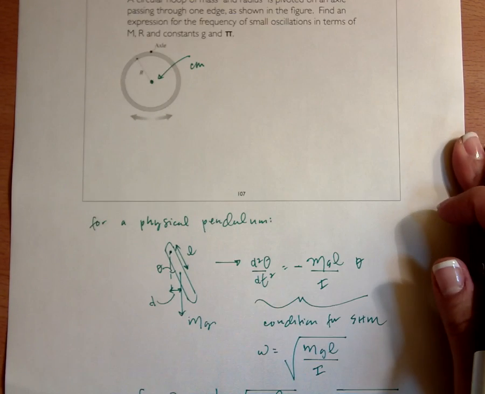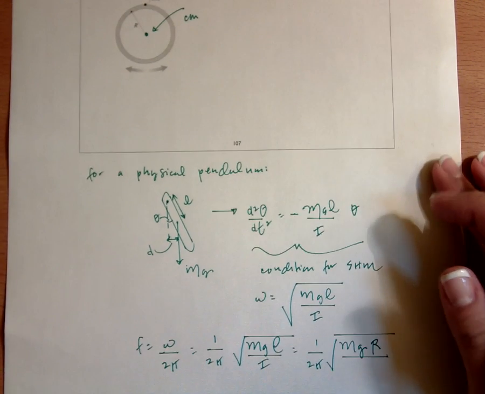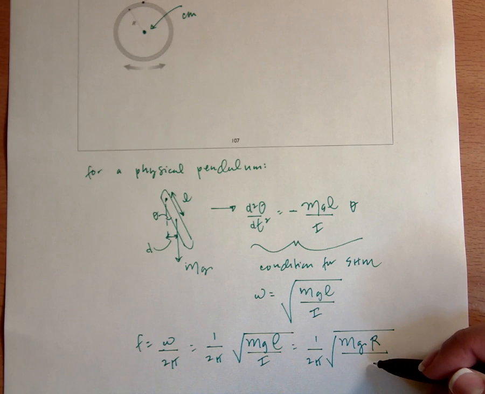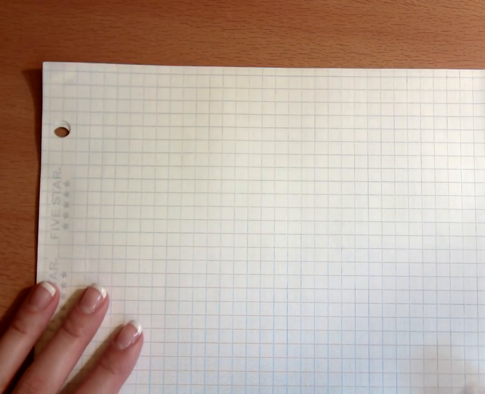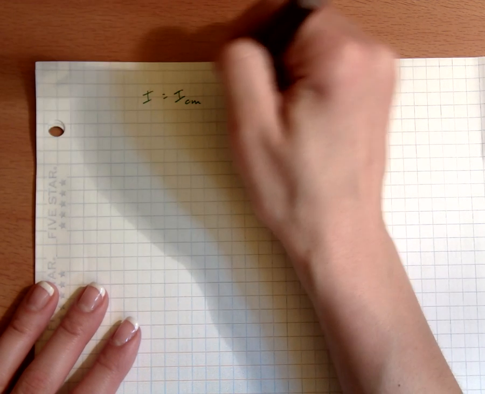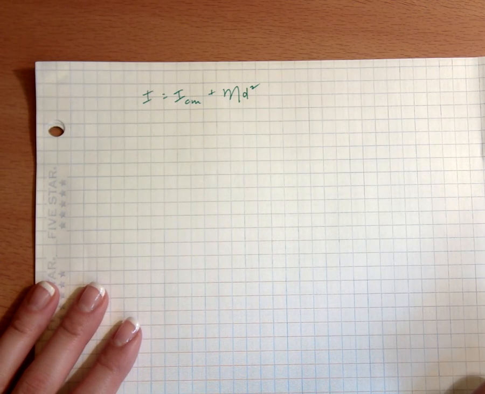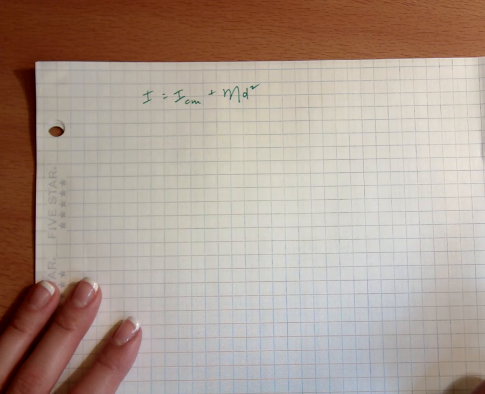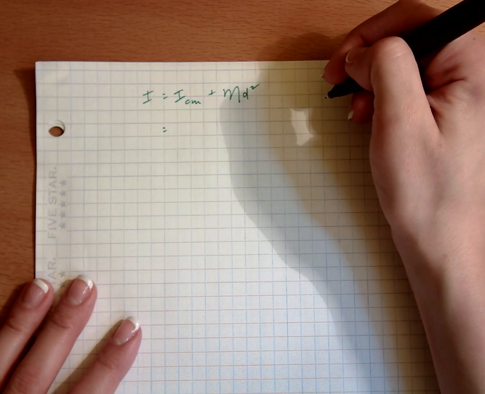But what is I? We'll come back to that. So we're going to have to use the parallel axis theorem to get I. And the parallel axis theorem says that if you take the rotational inertia about the center of mass plus m d squared, the distance from the center of mass to the new axis of rotation, and in this case, that's just R. So let's use the parallel axis theorem.